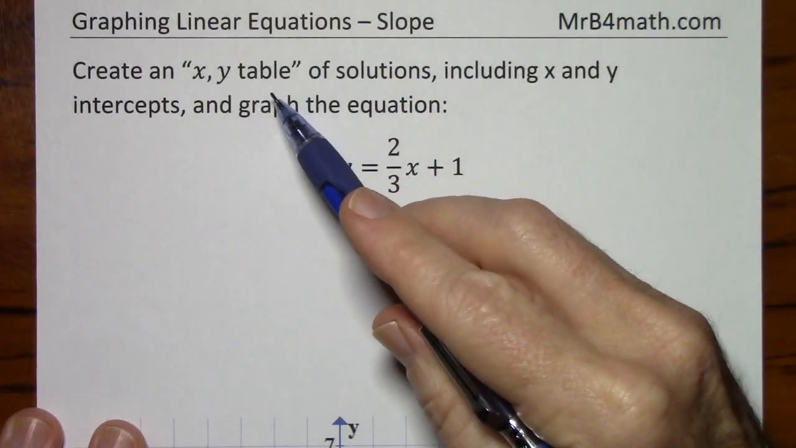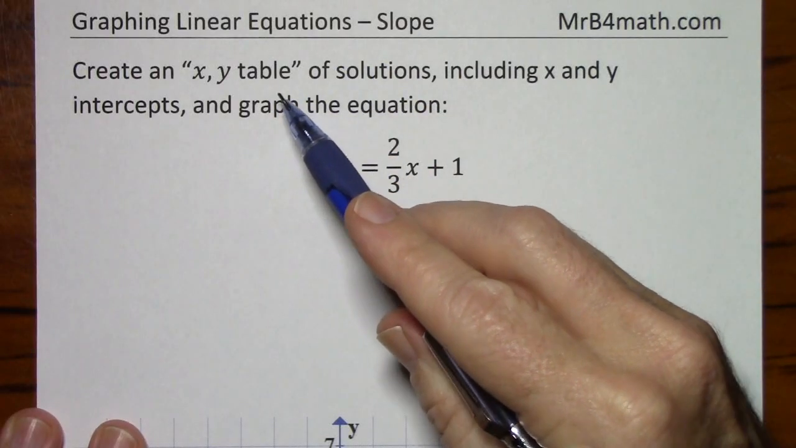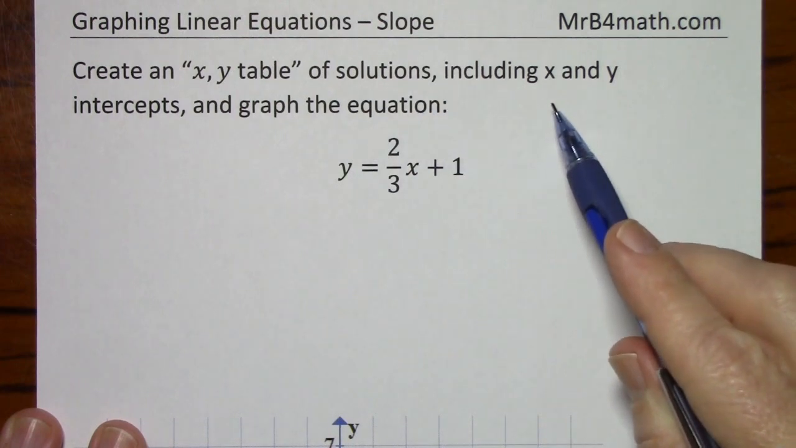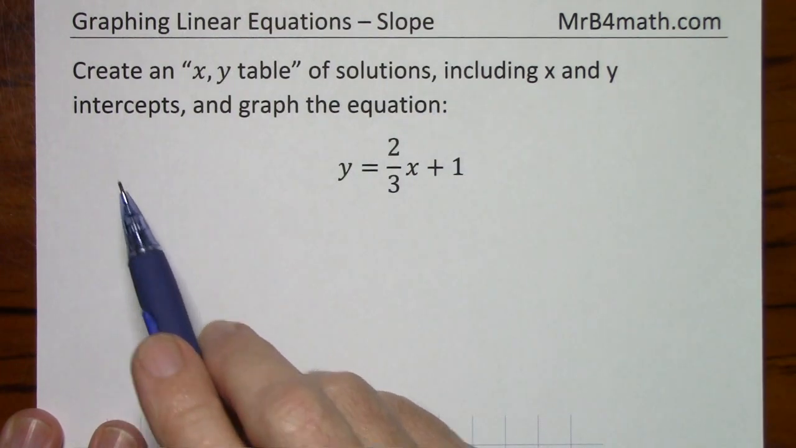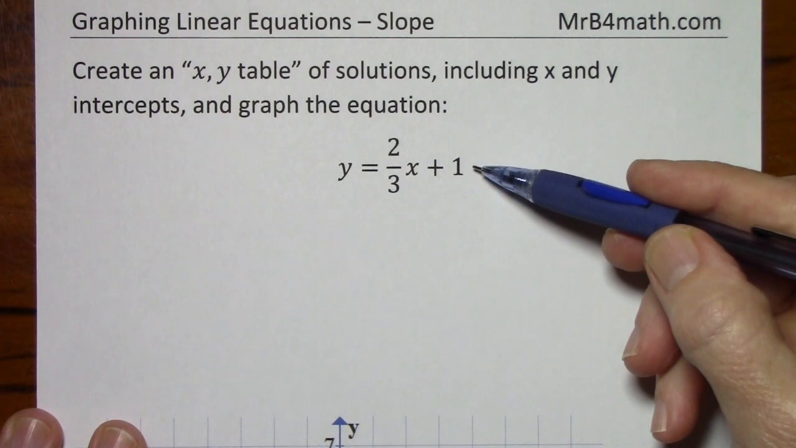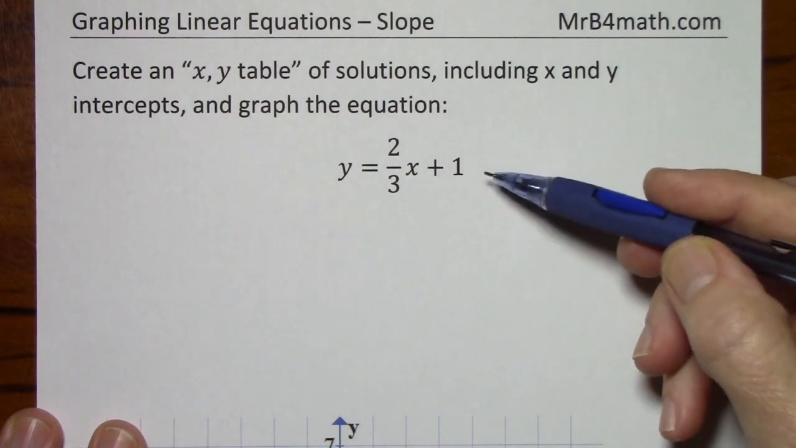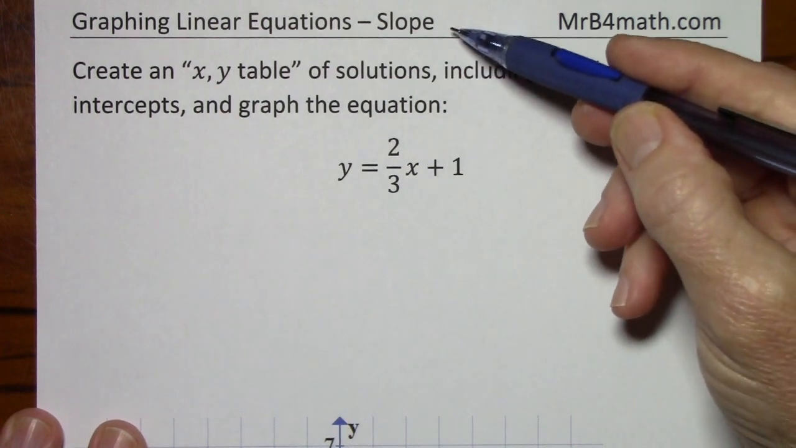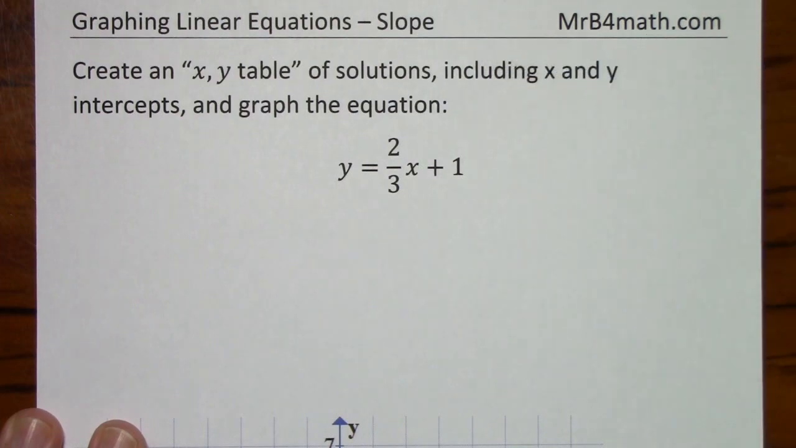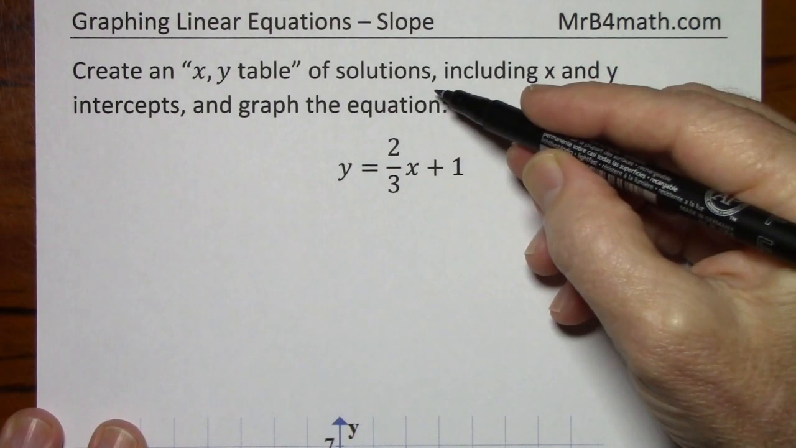In the introductory video, I talked about the XY table of solutions, as well as the X and Y intercepts. You can use those to graph an equation. So we'll do that for this equation, and then we'll talk about slope. So the XY table of solutions.